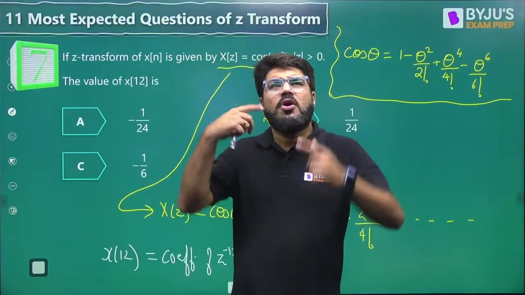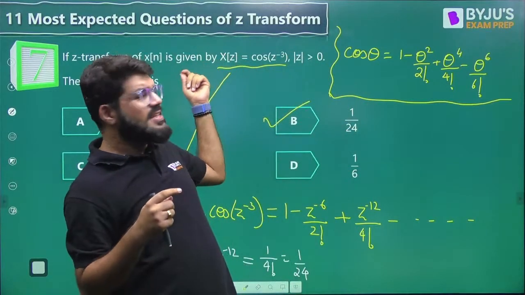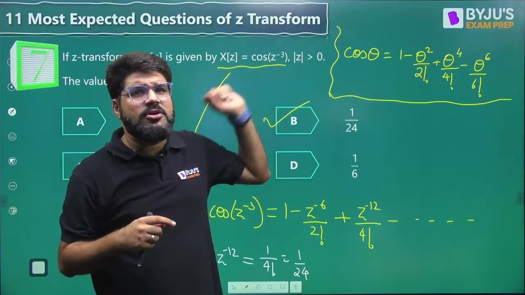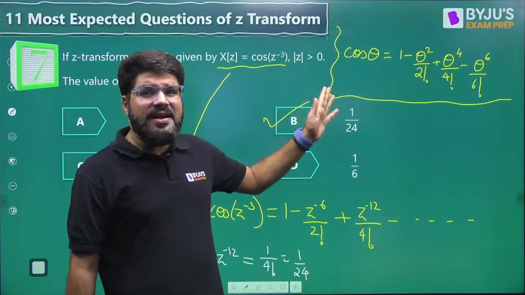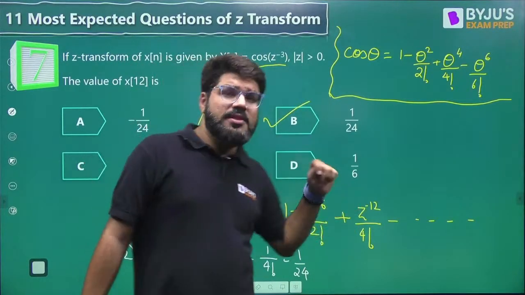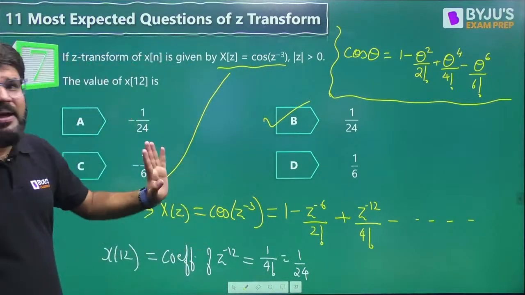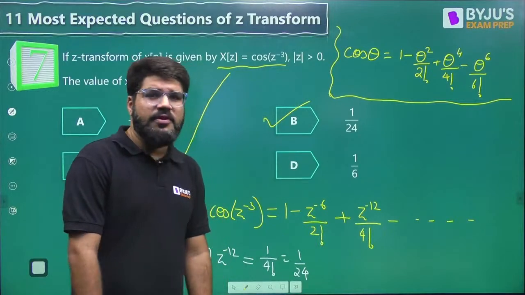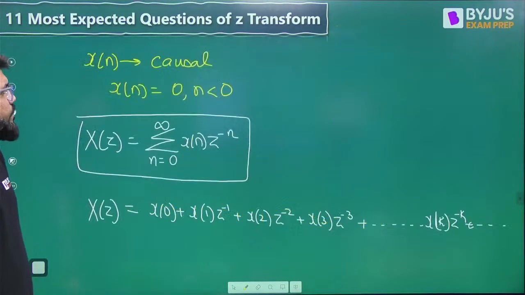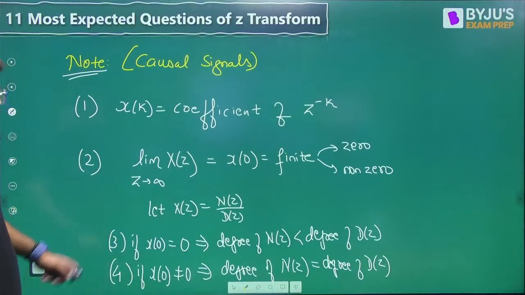So try to recall our important Z transform formulas. Is there any important signal whose Z transform is cos of Z power minus 3? Probably not. That means I don't know the Z transform here, so I can approach it using the series method. The value of x12 is the coefficient of Z power minus 12, and the series will give you the different Z powers. Okay, and remember these important notes, they can be helpful for you.